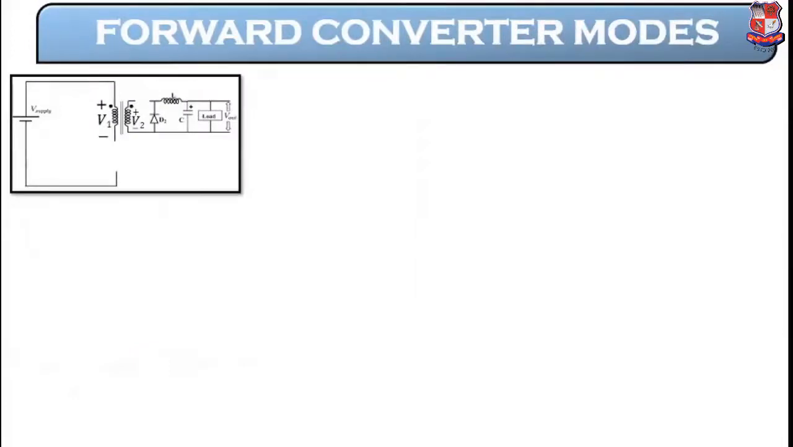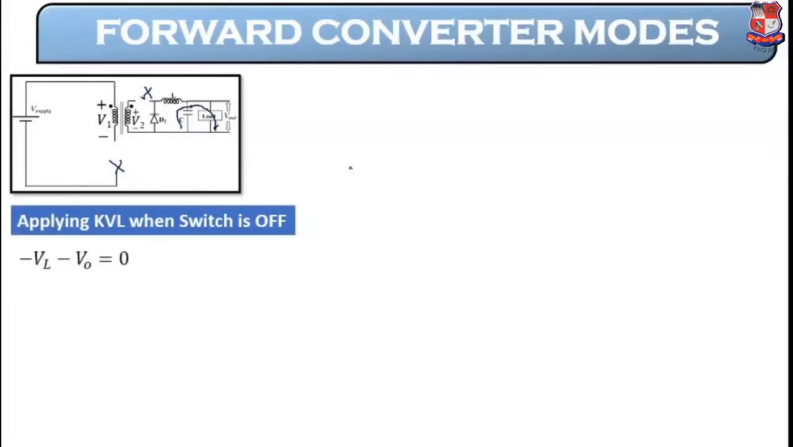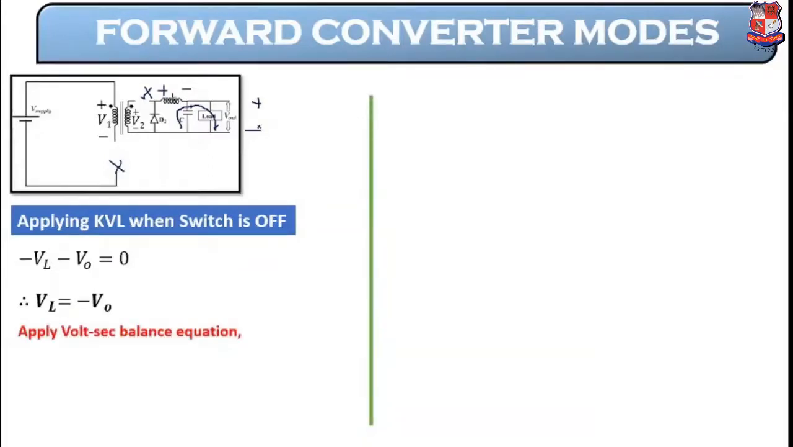Next mode is when switch and diode are off. Diode means D1, this and this are off. Okay, only D2 is on, so now current will flow over here only, but however we need to calculate V1 and V2. So in this case when switch is off, the loop will be on the secondary side, so minus VL minus VO. Again let me give the terminal polarities, this will be plus minus and this will be plus minus. So you will be able to write the equation VL equals minus VO.